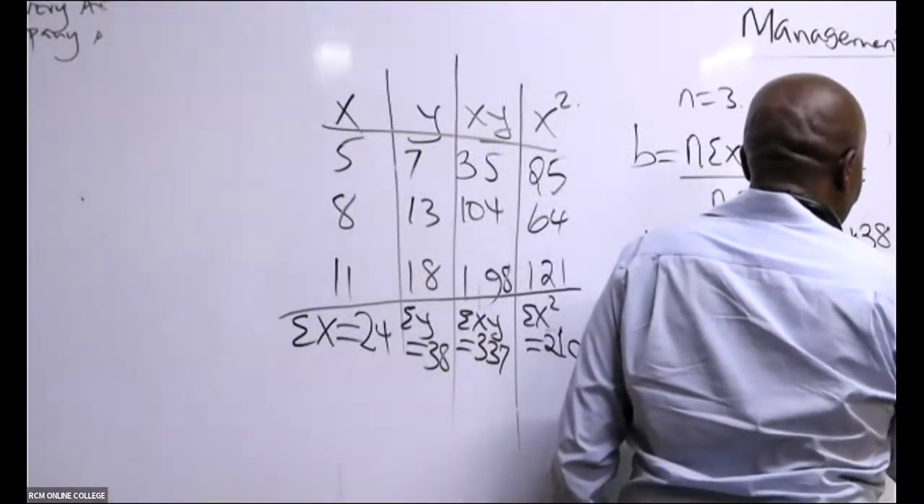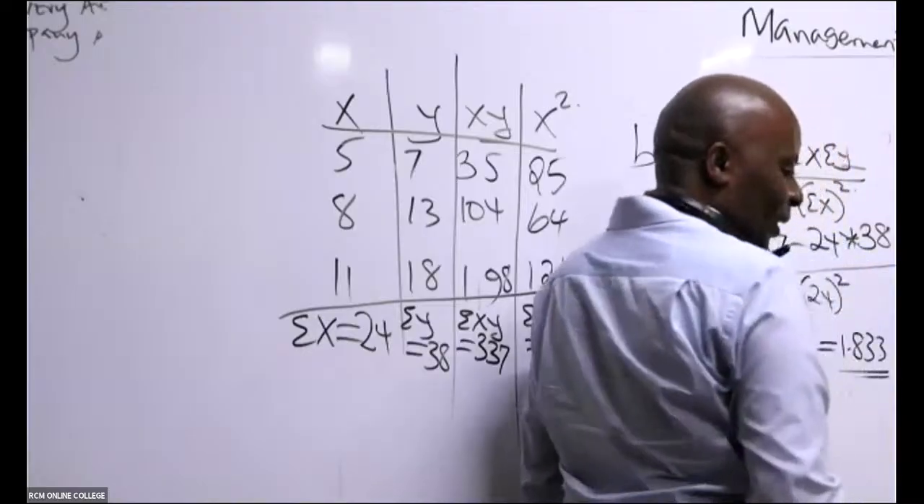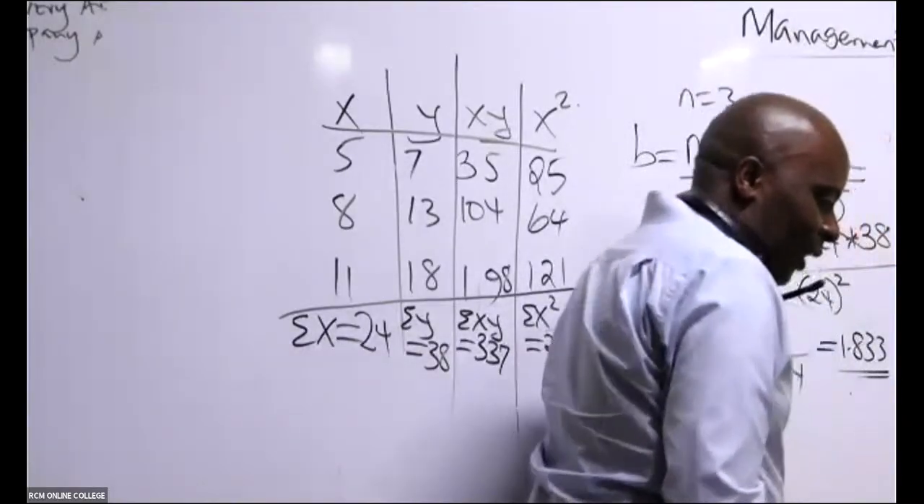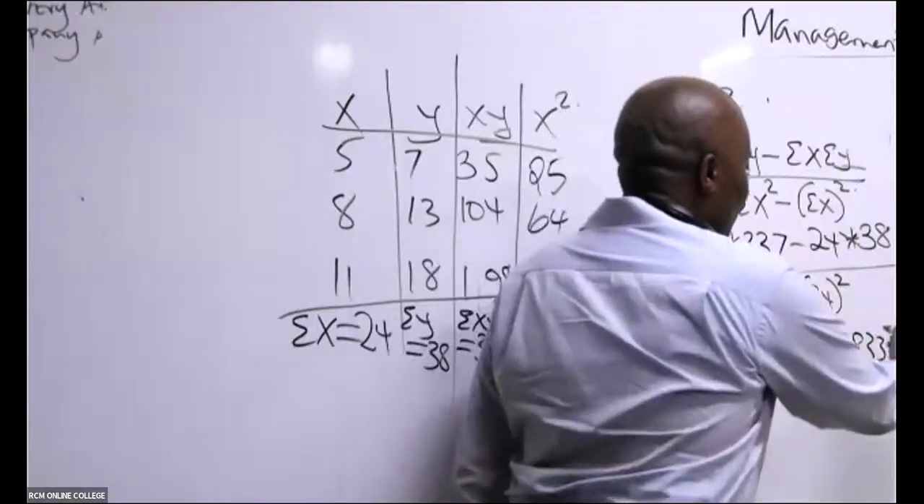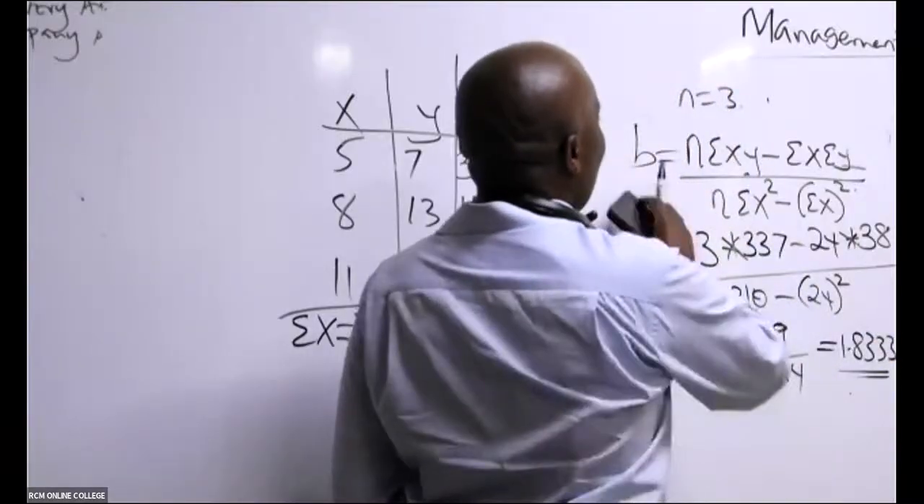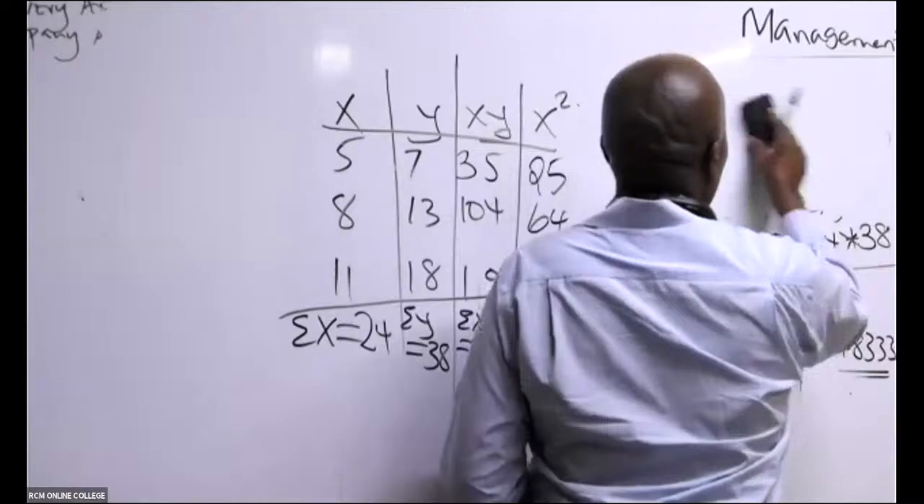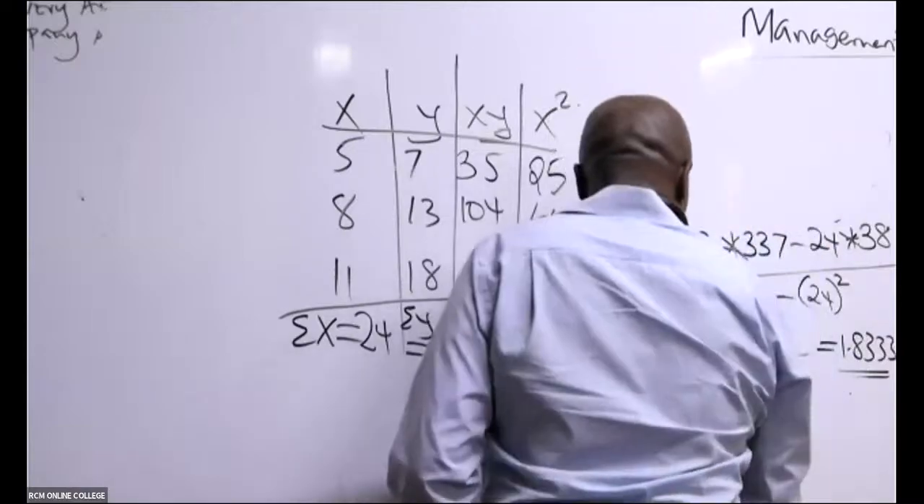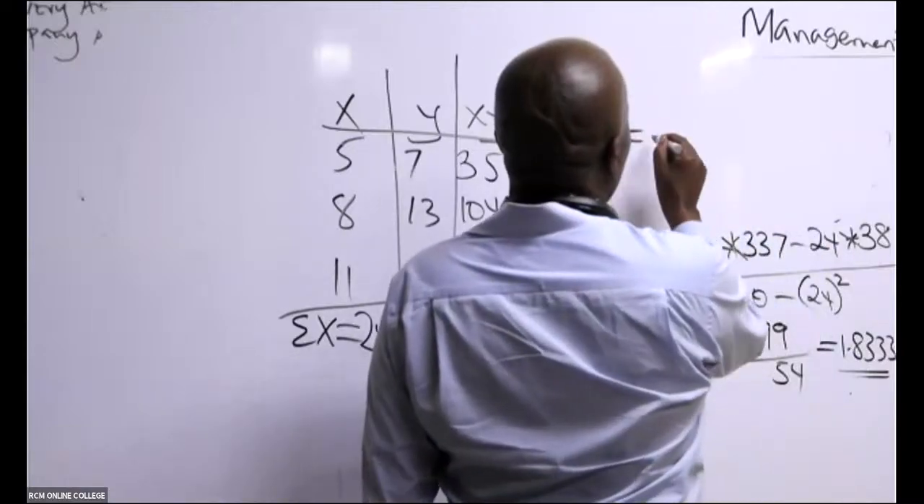1.833, like this. Thank you so much. To 4 decimal places: 1.8333. So then, having gotten B, we should be able to go ahead and get what here? Somebody? A. So our A will be equal to who?